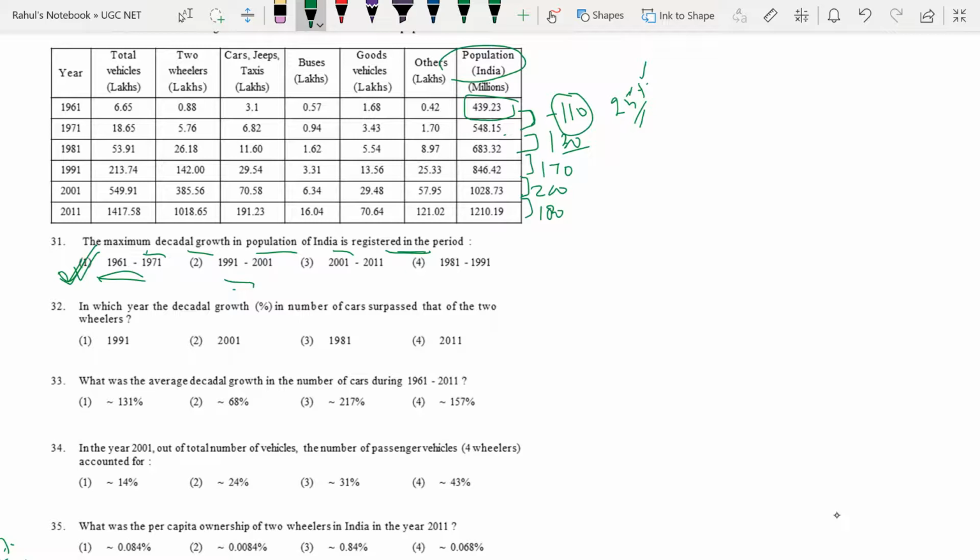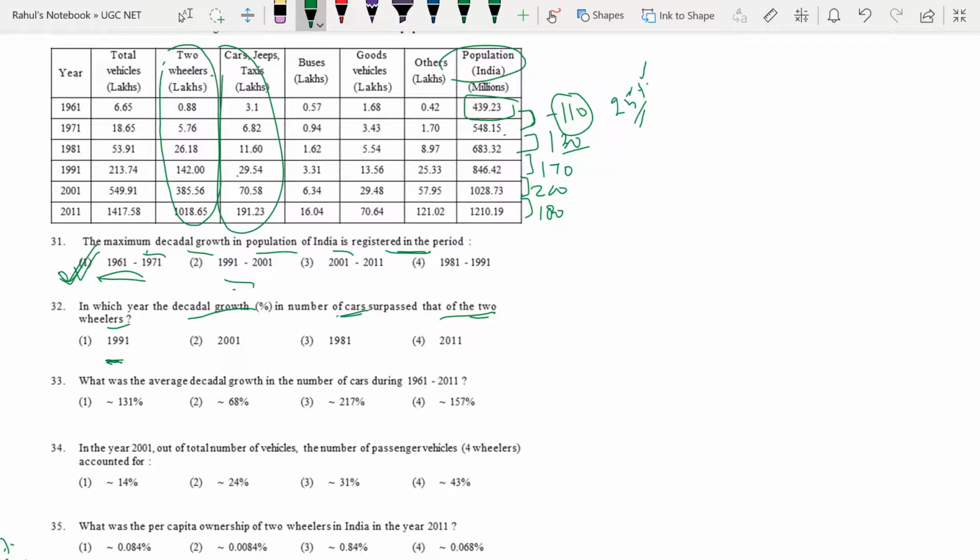Question number 32. In which year the decadal growth of number of cars surpassed that of the two-wheelers? Here it is the two-wheelers, and here cars, jeeps and taxis, okay, both. So cars surpassed, you know. Okay, so in which year it is surpassed? 1991.